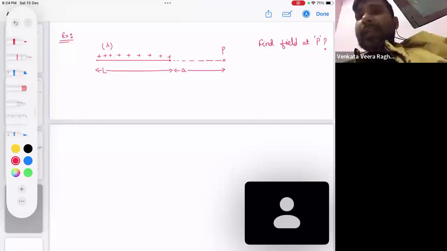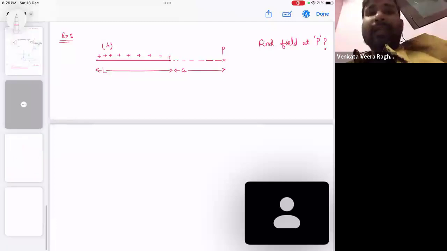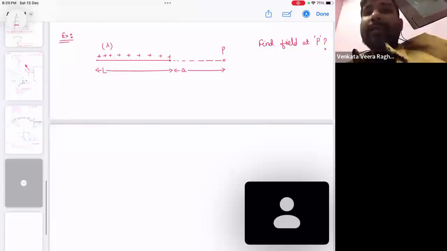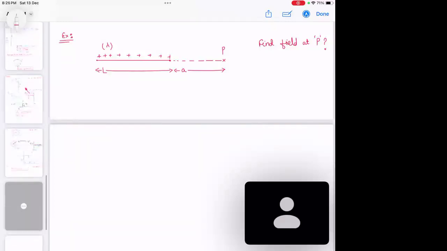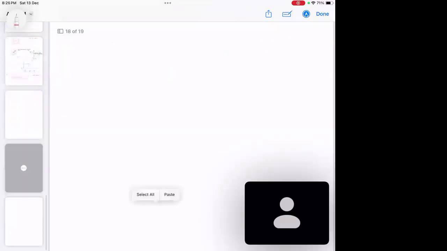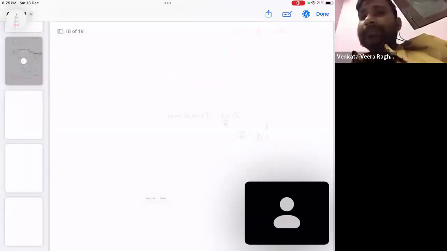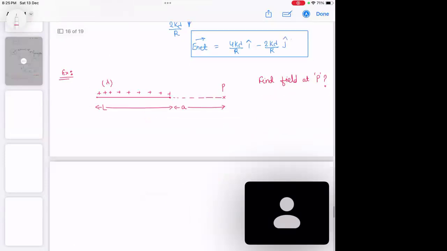What will you do? We have not written any formula like that, isn't it? So please tell me, should we start with taking an element and finding the field due to a small element? And once we can calculate the field due to a small element, then what will happen? We will integrate it to get the net field due to the wire, isn't it? Limits A to A plus L.